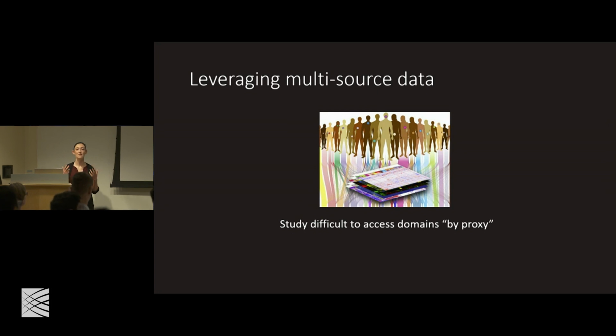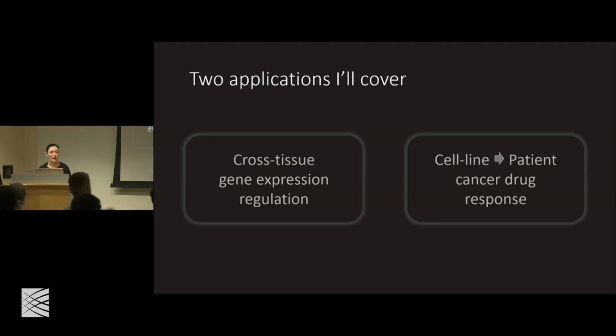Domains can be difficult to access. Again, I'll use the example of brain tissue in people with psychiatric disorders. It's very difficult to access those cells. So if you can use buccal cells or blood cells, it would be really useful to know that you can use those to find relationships in the brain, for example. Two applications I'm going to talk about today are cross-tissue gene expression, as you may have guessed by my examples, and then cell line to patient cancer drug response.